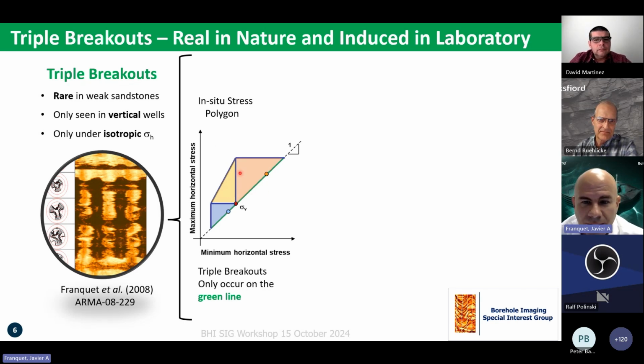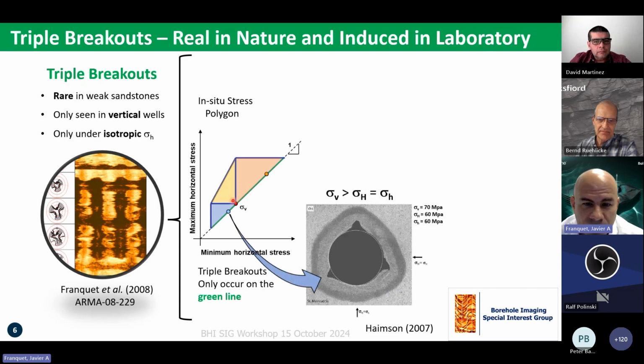So it was very encouraging to see the reproduction of these triangular breakouts in the lab by Professor Haimson, in 2007. He reproduced breakouts in a normal stress regime. In order to produce triangular breakouts, you need to be in this green lane, an isotropic stress condition, so the two horizontal stresses need to be equal. In this case, 60 megapascal, and the vertical stress was about 70 megapascal. So that's a normal stress regime, and they were created in the lab.